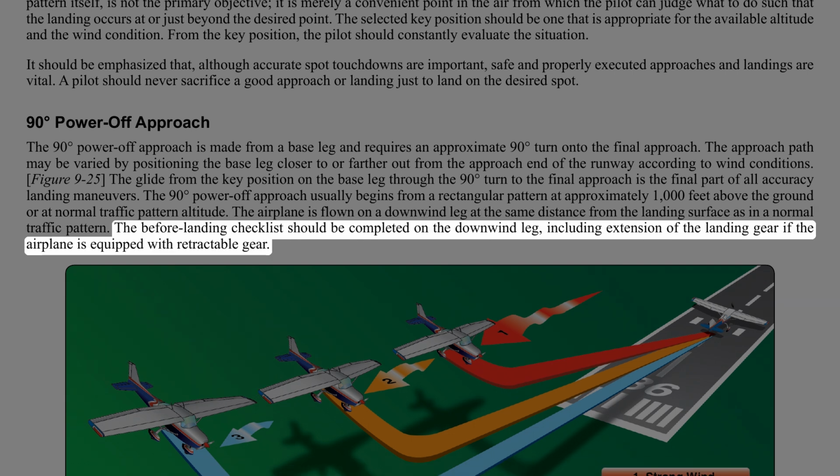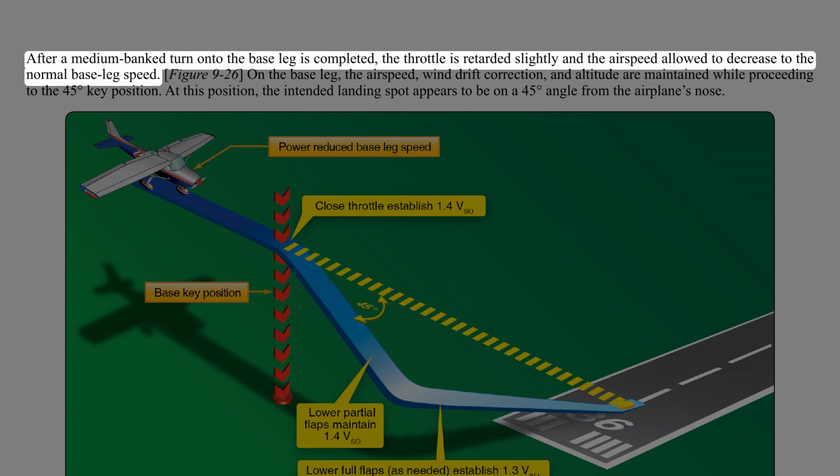The before landing checklist should be completed on the downwind leg, including extension of the landing gear if the airplane is equipped with retractable gear. After a medium banked turn onto the base leg is completed, the throttle is retarded slightly and the airspeed allowed to decrease to the normal base leg speed.